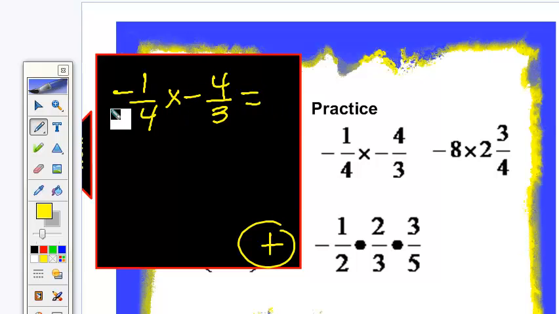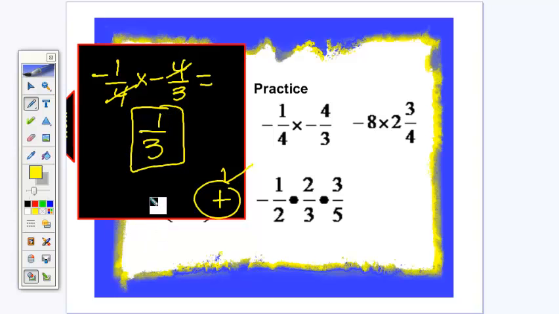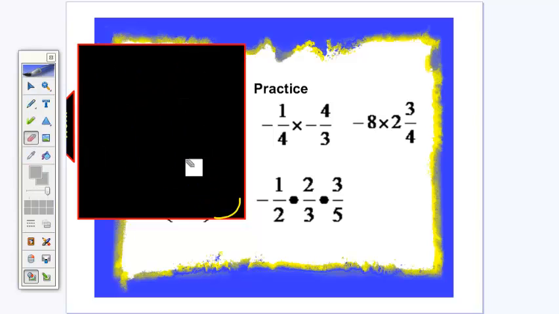So ignoring the negative signs, let's go ahead and simplify. 4 and 4 cancel each other out and we are left with 1/3. 1/3, and negative times a negative we get a positive. So this right here is staying positive 1/3. Okay, the first two are super easy. Alright, now let's move on to a little bit more complicated one.